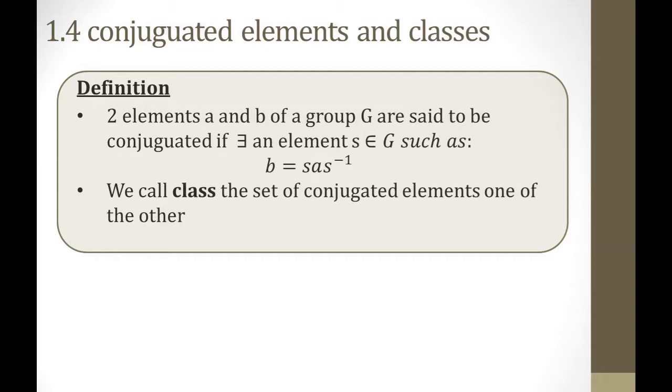And now I will define the notion of conjugated elements and classes. Two elements A and B of a group G are said to be conjugated of one another if there exists an element S belonging to G such that B is equal to S A S minus 1. We call class the set of elements conjugated to one another. The class is a very important notion in group theory.